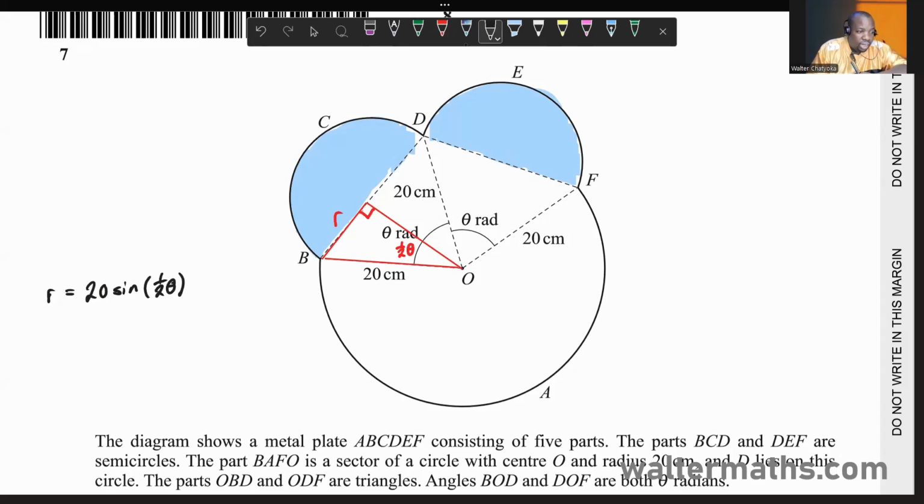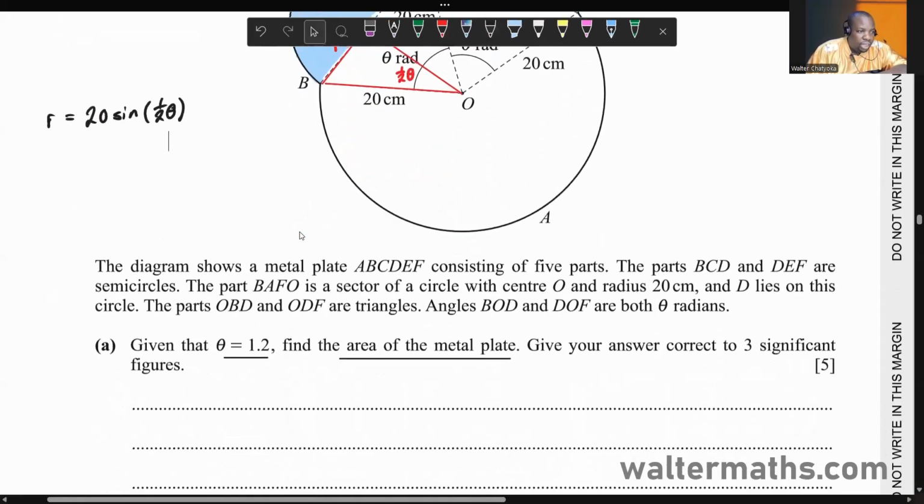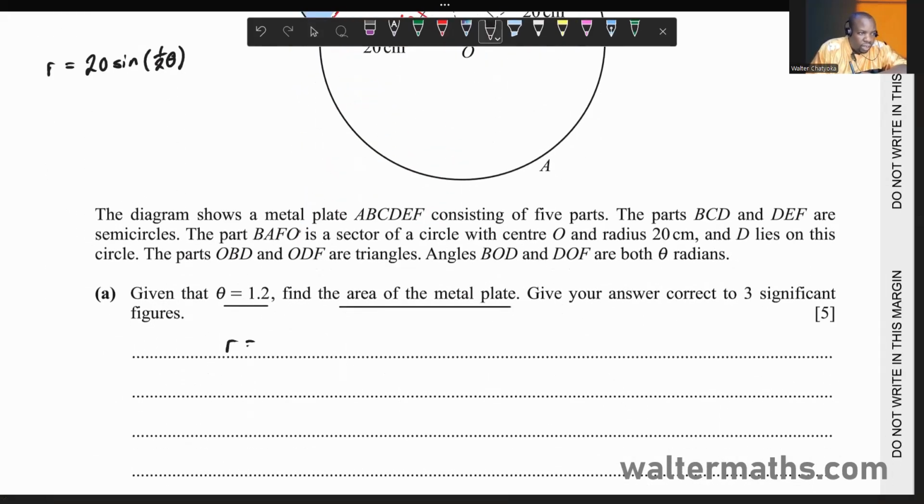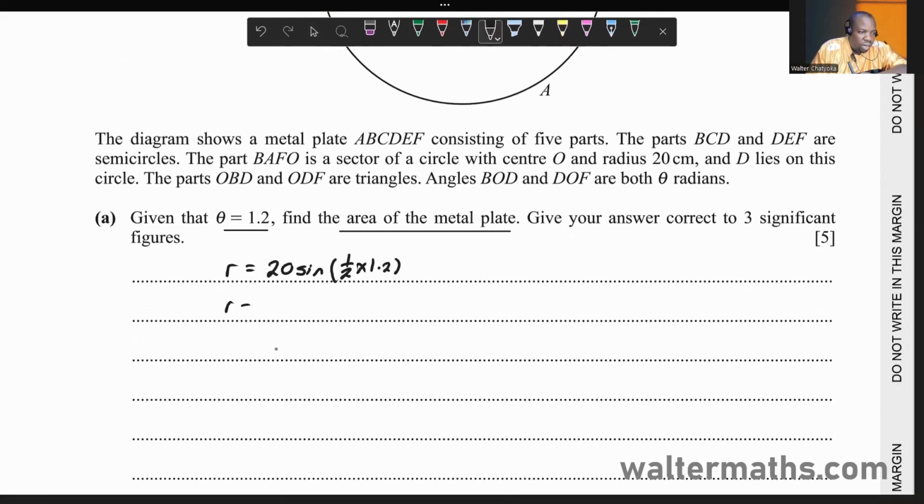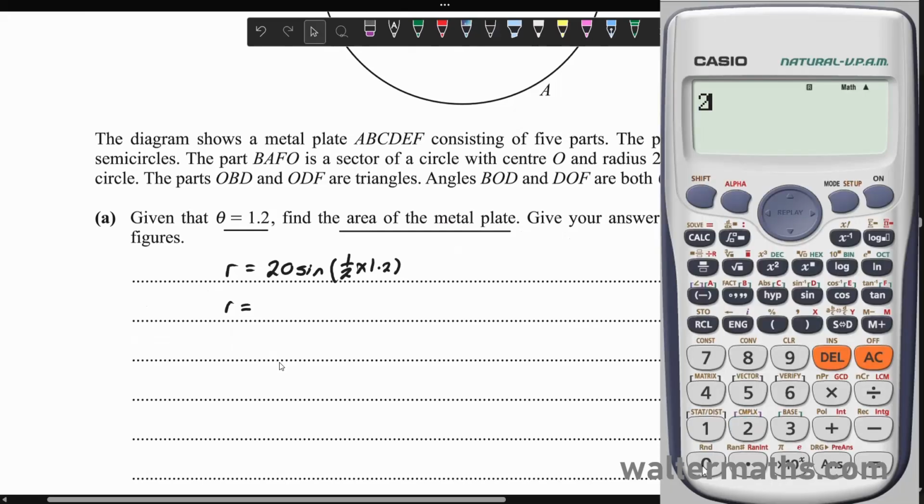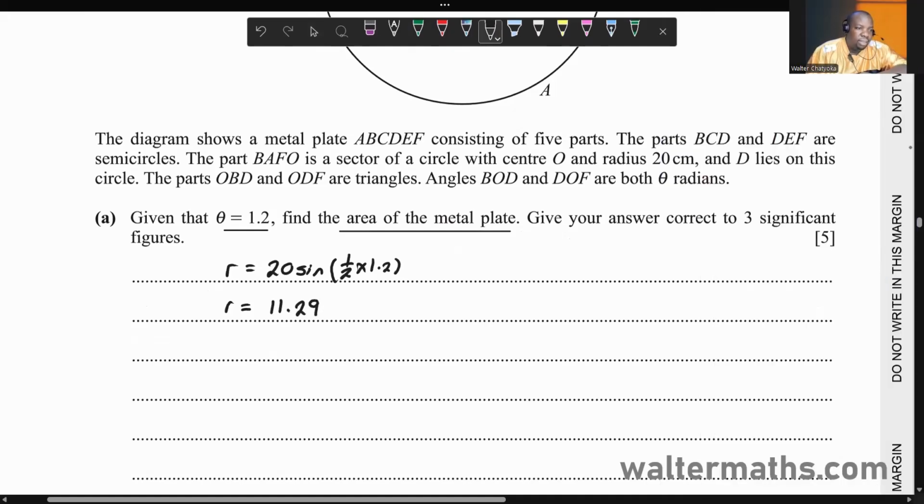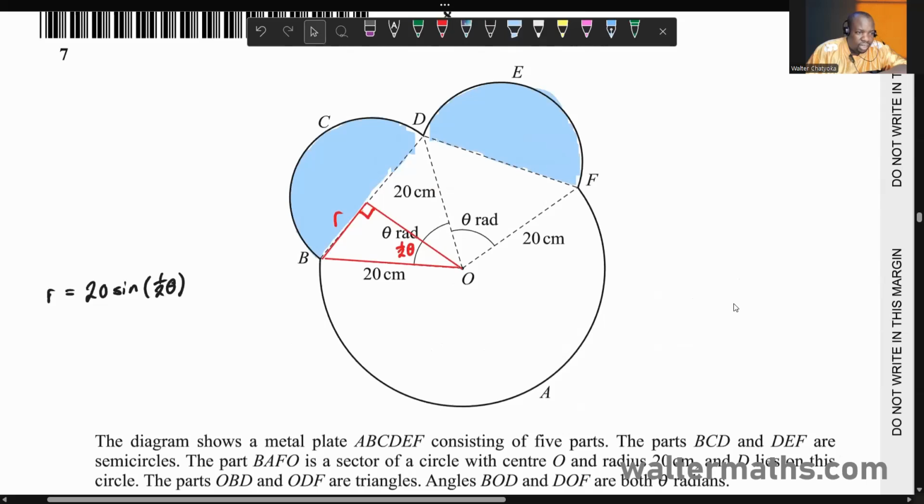Okay, that's what r is. So basically r is equal to 20 sine of half theta, and theta is 1.2. So it's half of 1.2, which is 0.6. So r is equal to 20 sine 0.6. On our calculator, 20 sine 0.6 would be 11.29. So that's what the radius is.